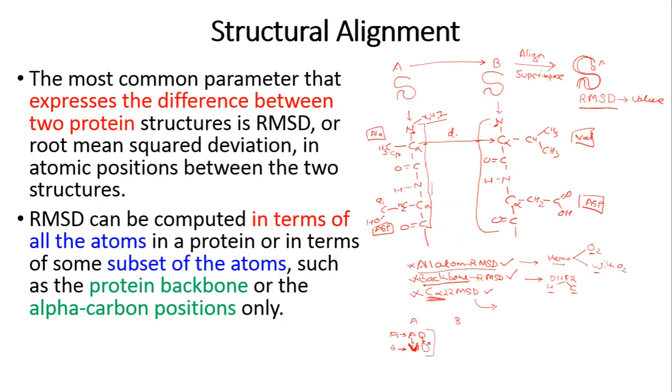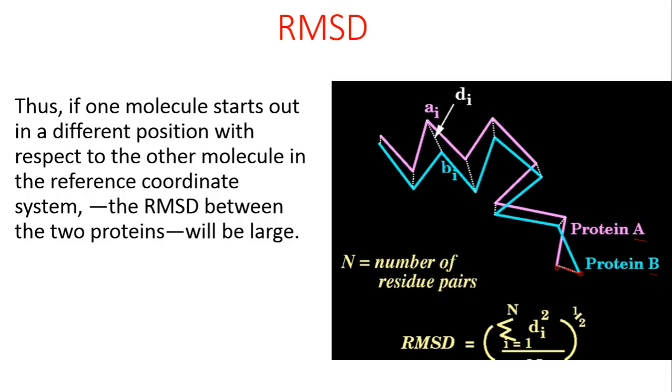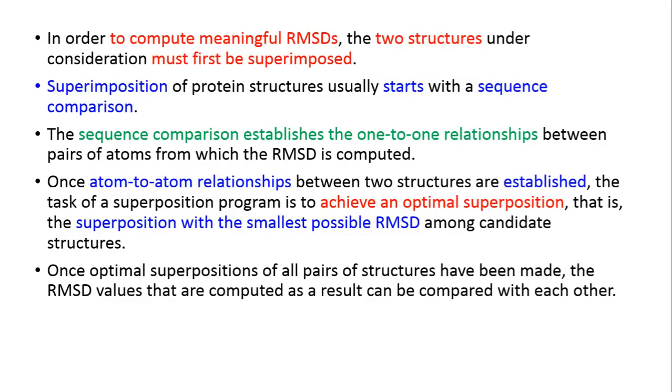Okay, so the logic of aligning the two sequences is to determine which atom from your protein A is to be compared with which atom from protein B. That is the ultimate objective of performing the sequence comparison as such. Thus, you end up establishing the one-to-one relationship between the pairs of atoms.